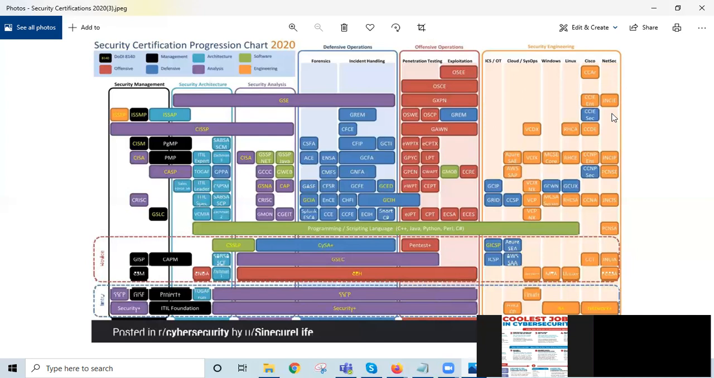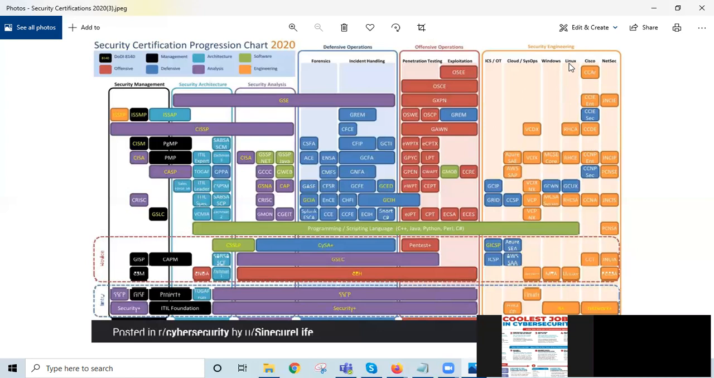I hope you have a basic idea about what a firewall is. If you don't, I'm going to go through things from scratch, no problem with this. So: network security, then the Cisco platform, CCNA, CCNP, the routing and switching sort of things.